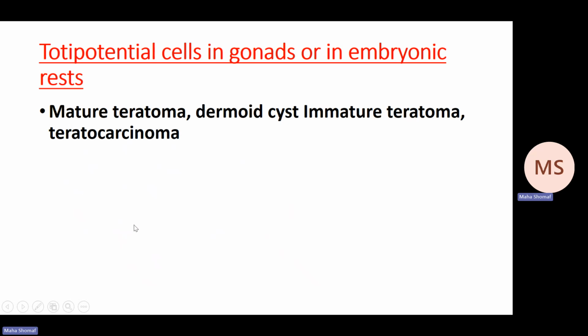In gonads, particularly, or in embryonic cysts, mixed tumors or teratomas can appear. When teratomas are composed of mature tissue, it's called mature teratoma, or dermoid cyst. When the tissue producing the teratomas is immature, it is called immature teratoma or teratocarcinoma, indicating its malignant behavior.